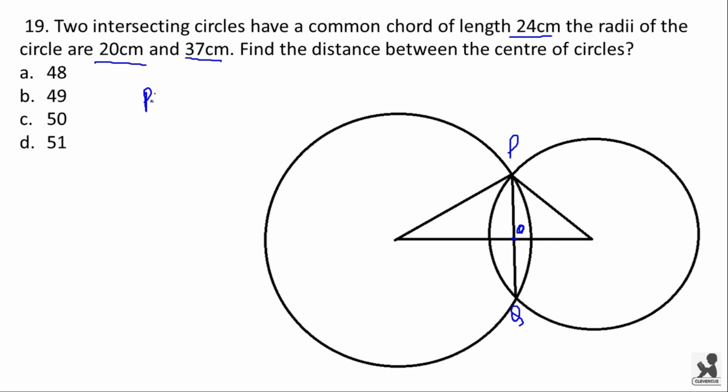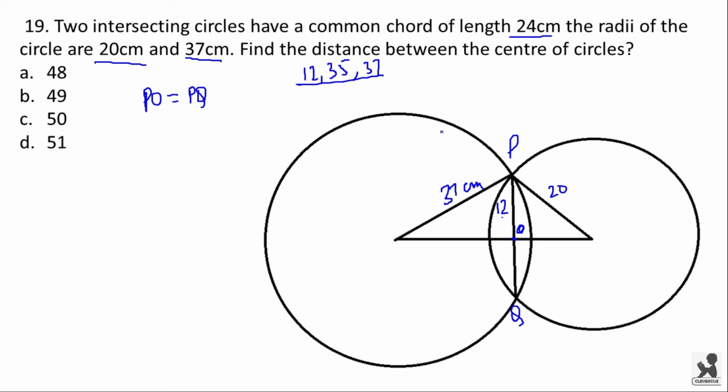Now we know that PO is equal to OQ, and the radii of the circles are 20 centimeters and 37 centimeters. So this is 20 centimeters and this is 37 centimeters. Here the length of the common chord is 24. That means the length of PO is 12 centimeters. Here we have 12, 35 and 37 as Pythagorean triplets, and here this is 12 and this is 20.